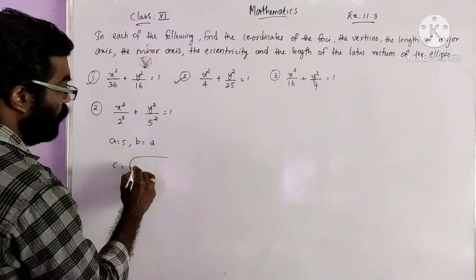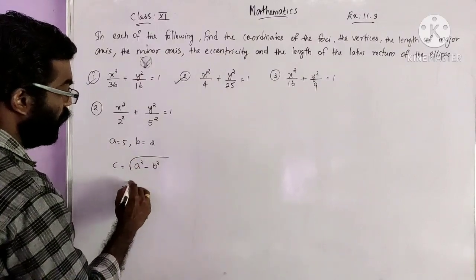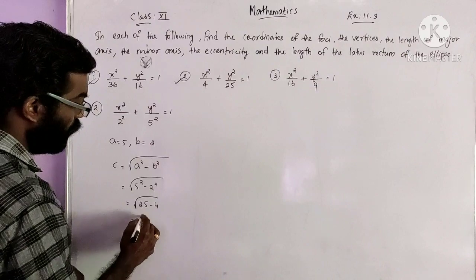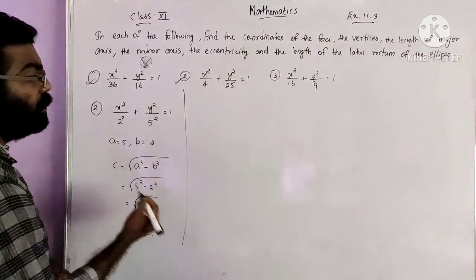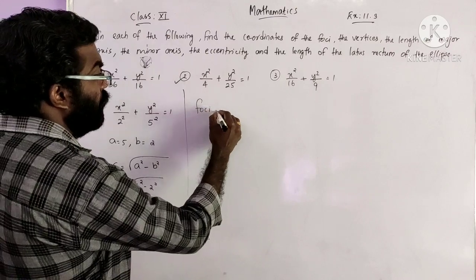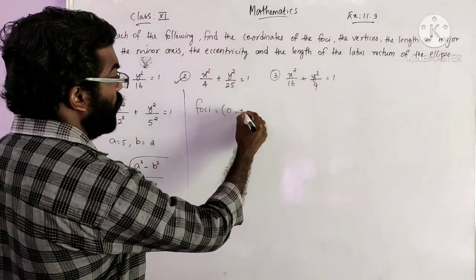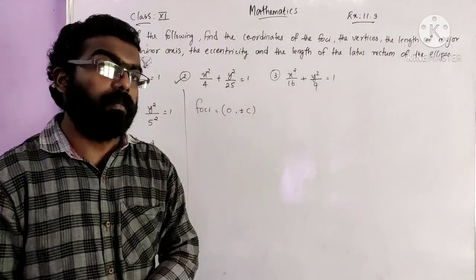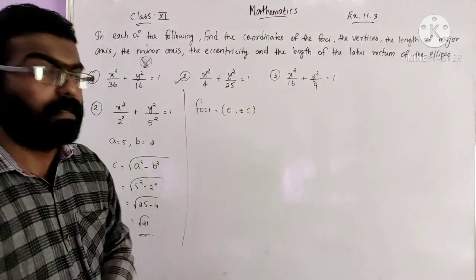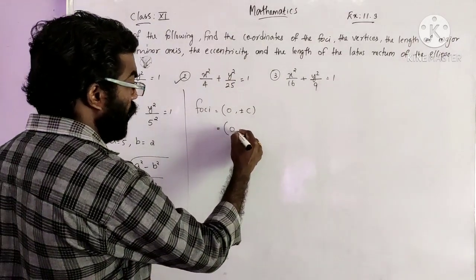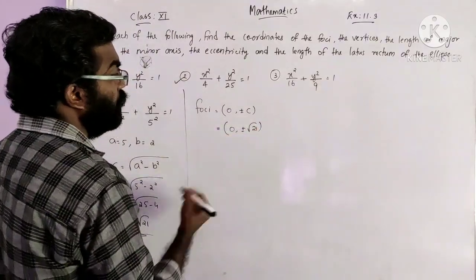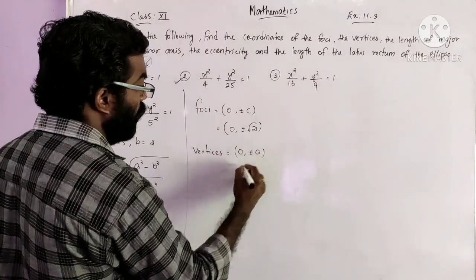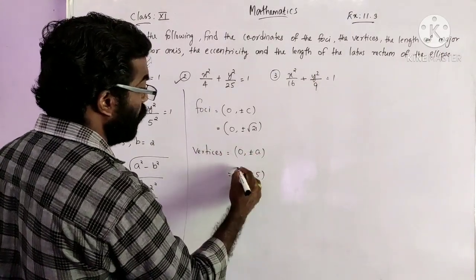c is equal to root of a² − b². Here it is 5² − 2², that is 25 − 4, which is equal to root 21. Now we can write the coordinates of the foci. In the first type it is (±c, 0), and in the second type it is (0, ±c). So here it is (0, ±root 21). And the coordinates of the vertices are (0, ±a). Here it is (0, ±5).